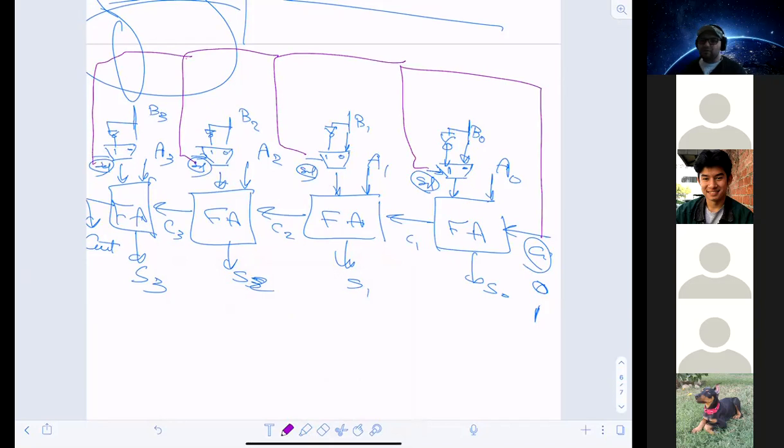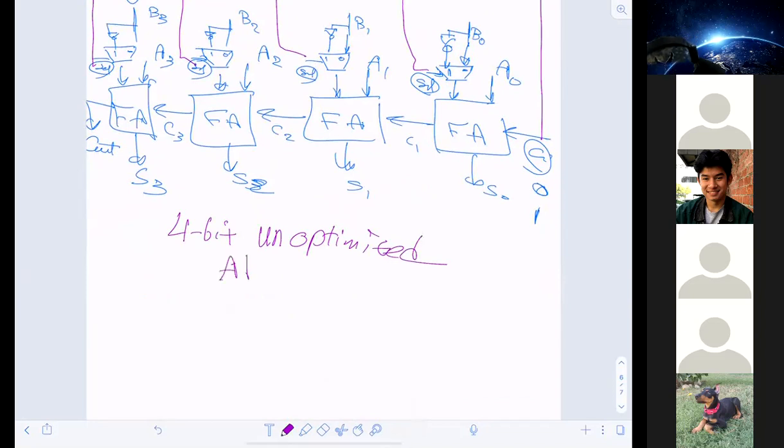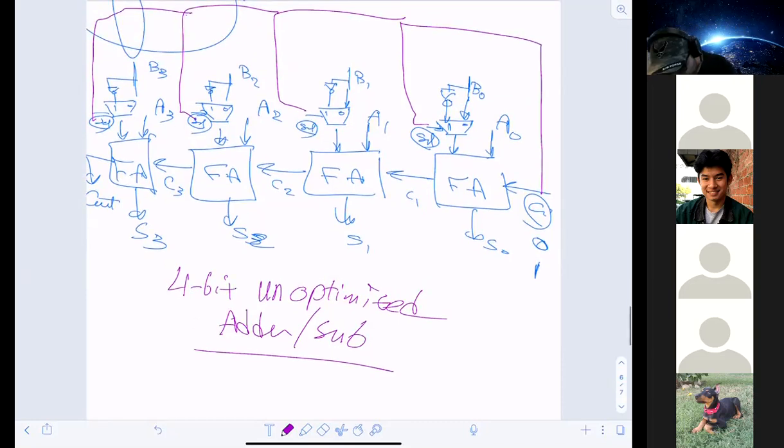So what I have in front of you is an unoptimized version of the 4-bit adder subtractor. Somebody tell me why I'm saying it's unoptimized. I will tell you why. If you look very carefully at the circuit, there is a way to optimize it. Can you imagine that?